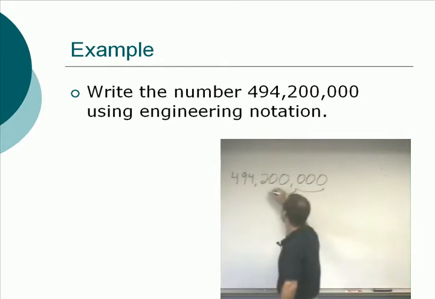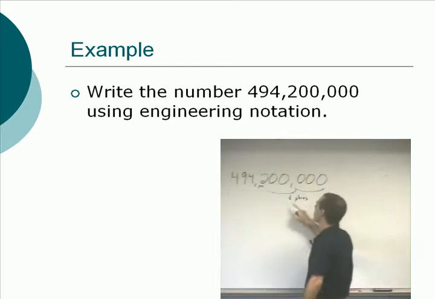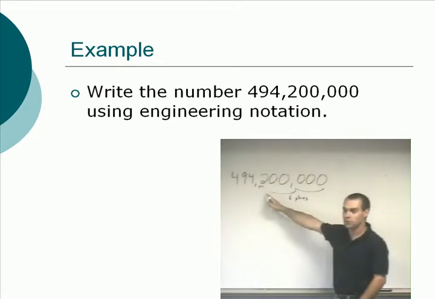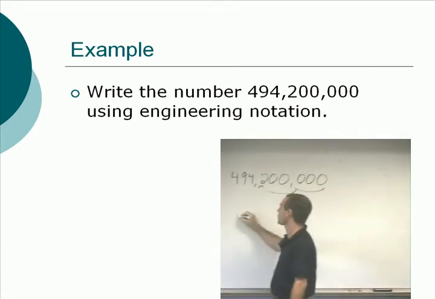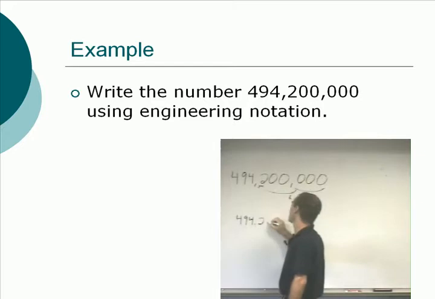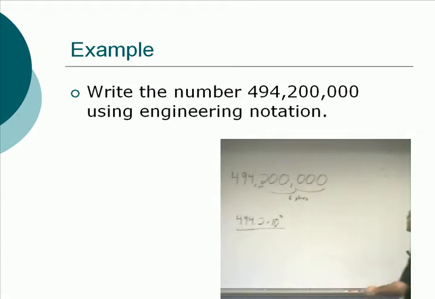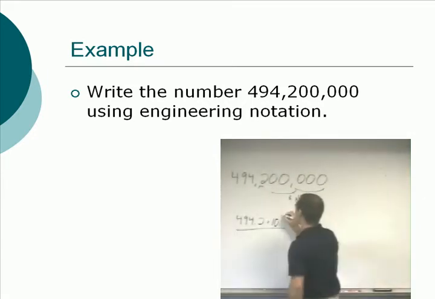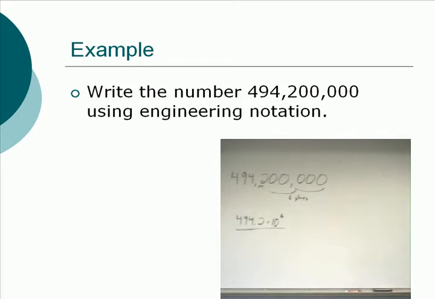So we're going to move it 6 places. By moving it in groups of 3, that ensures your power of 10 is going to be acceptable, and then you just find the spot that gets your coefficient between 1 and 1,000. That turns out to be 494.2 times 10 to the 3rd. That's all there is to it. I'm sorry, 6. Good. Thanks. 494.2 to the 6th power.